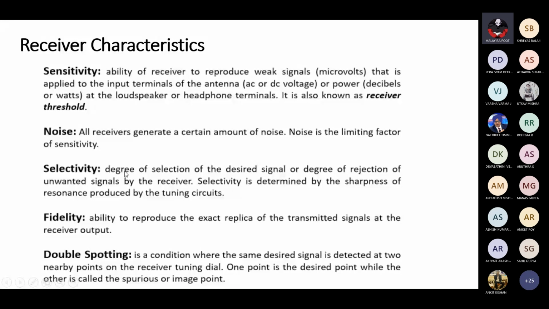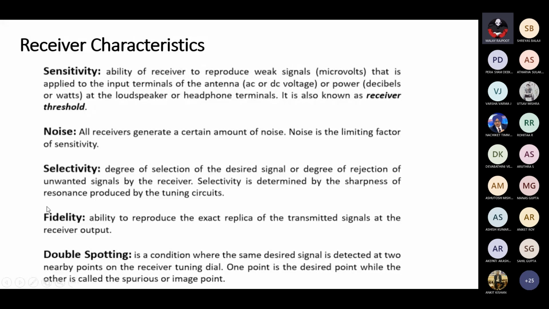And selectivity. The receiver antenna of a radio will be tuning, so it has to select that particular frequency. If you're tuning for an AM radio or an FM radio, it has to select a particular frequency. That's called selectivity: the degree of selection of the desired signal or degree of rejection of the unwanted signal. It should not select all the signals. It should select only the wanted signal and reject the unwanted one. Selectivity is determined by the sharpness of the resonance produced by the tuning circuit. Generally, there will be a tuning circuit which tunes that particular frequency.